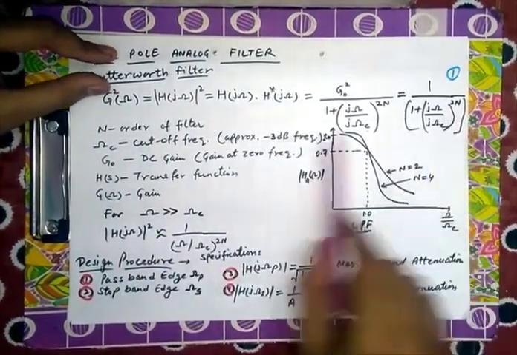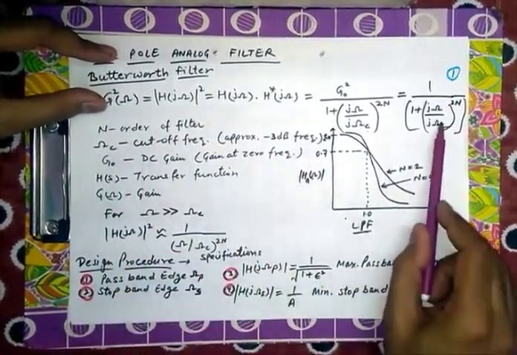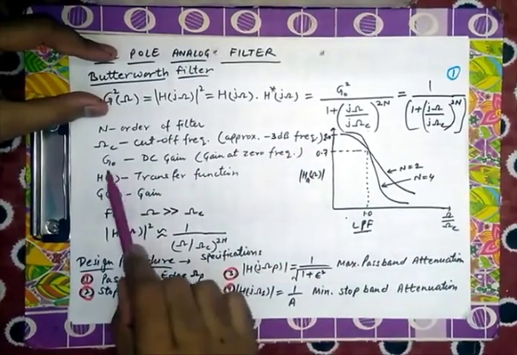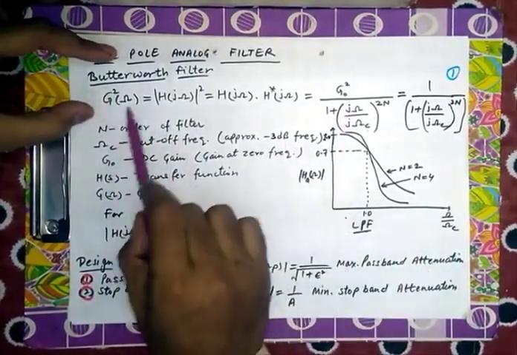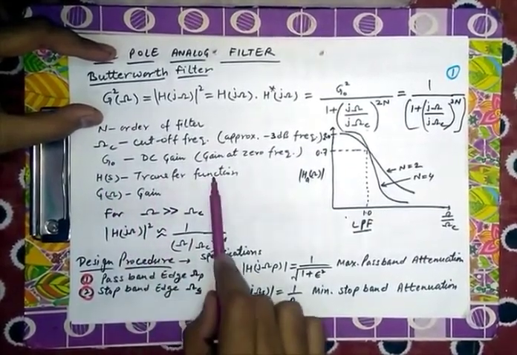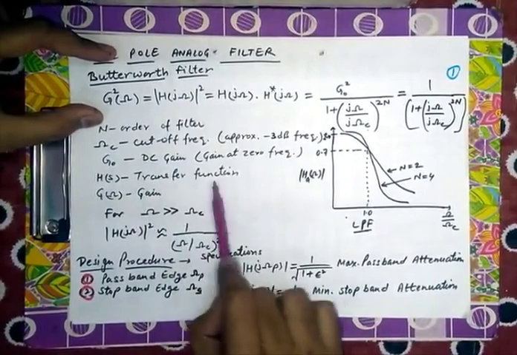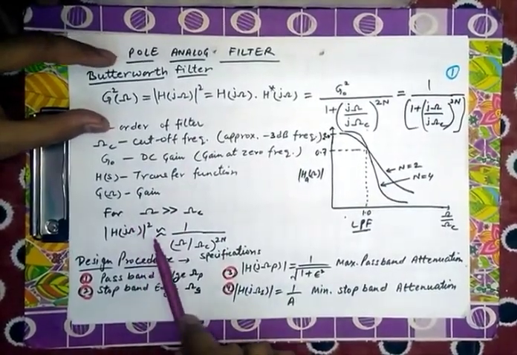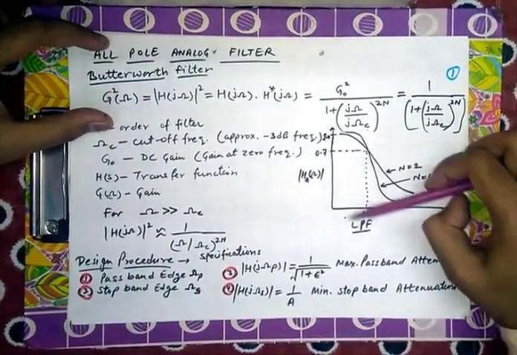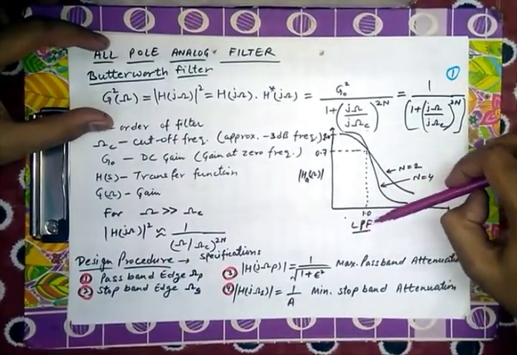N is the order of the filter, Ωc is the cutoff frequency, which is approximately the minus 3 dB frequency. G naught is the DC gain, and G(Ω) is the gain. H(s) is the transfer function. H(s) or H(jΩ) are the transfer function, and this is the expression we have designed for the LPF, low pass filter.